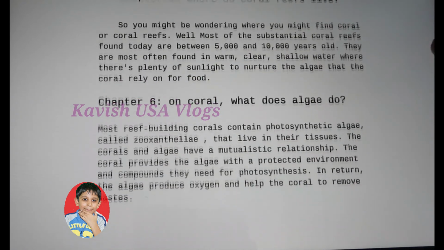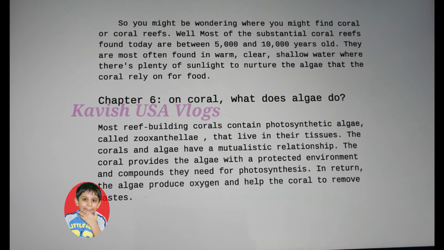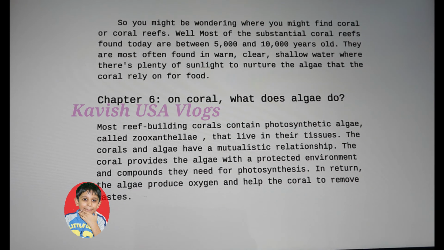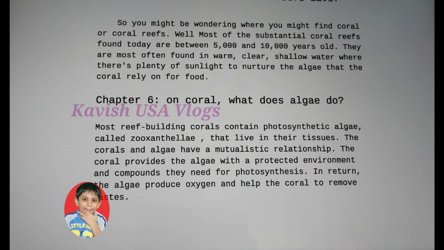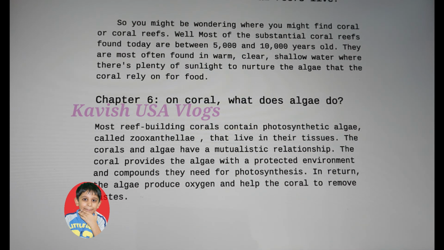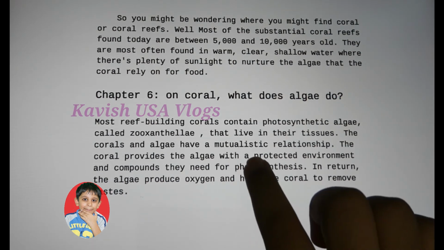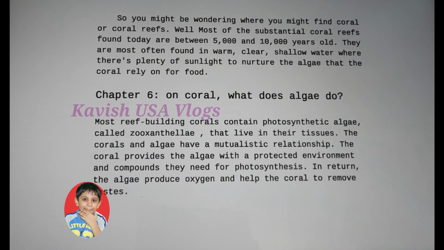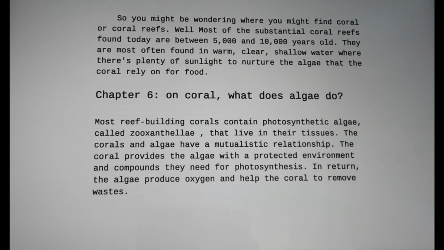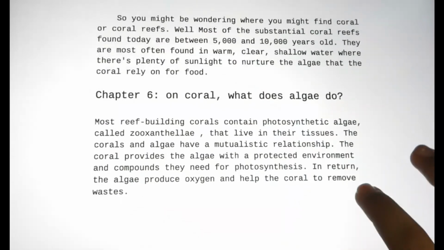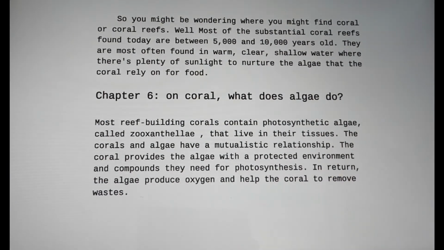Chapter 6. On coral, what does algae do? Most reef-building corals contain photosynthetic algae called zooxanthellae. I think there's a lot of new words in here that I added for some reason. They live in their tissues. So the corals and algae have a mutualistic relationship. The coral provides the algae with a protective environment and compounds they need for photosynthesis. Yeah, that's what it's called, photosynthesis. In return, the algae produce oxygen and help the coral to remove wastes.